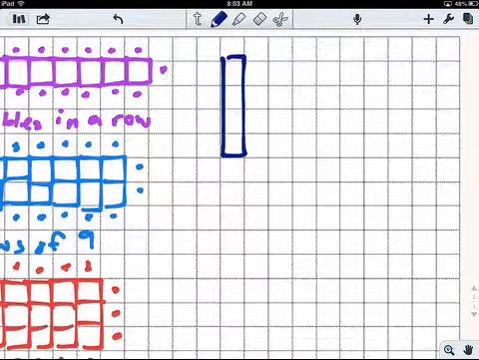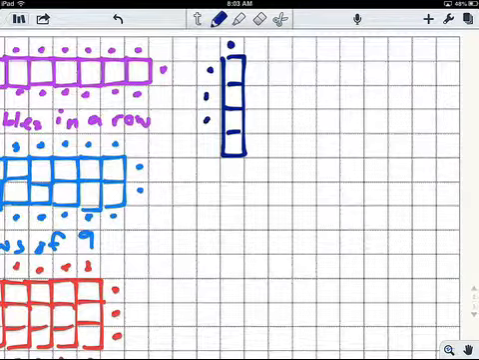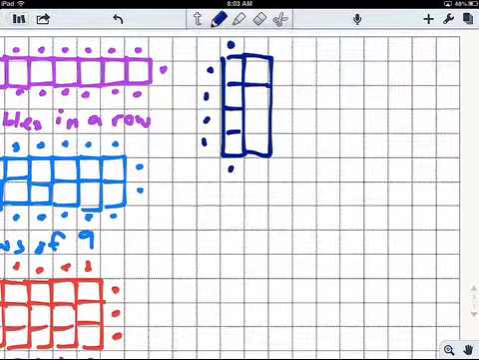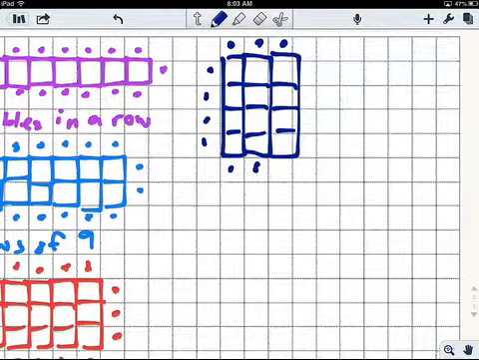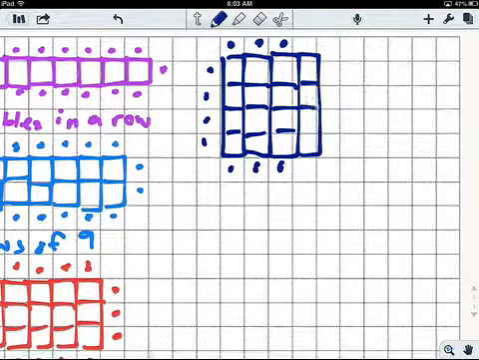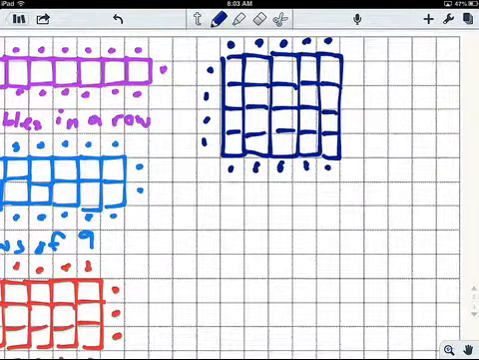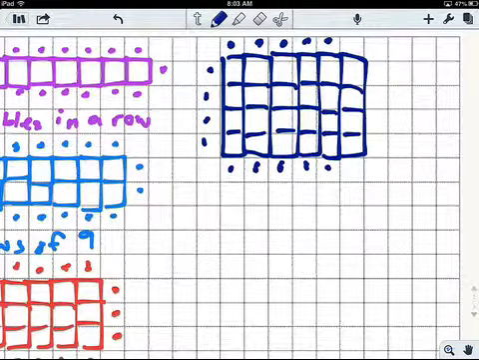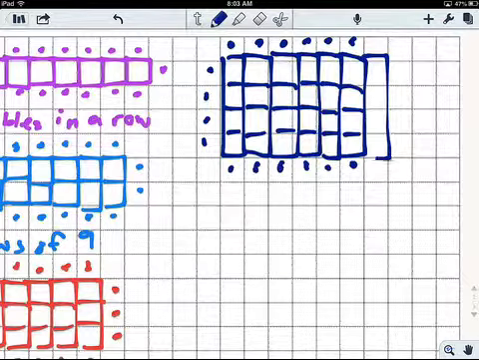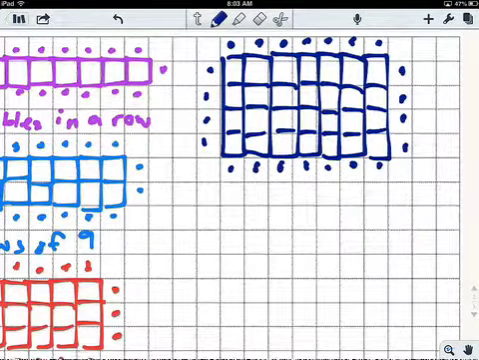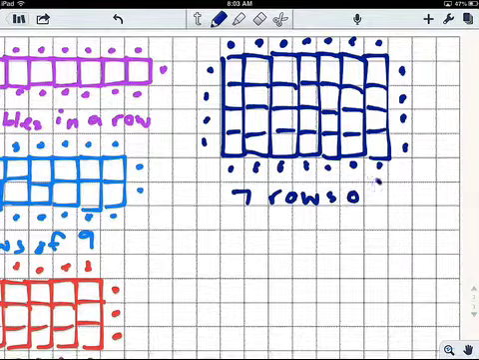So row of 4. 1, 2, 3, 4, 5, 6, 7, 8, 9, 10, 11, 12, 13, 14, 15, 16, 17, 18, 19, 20, 21, 22. All right, so that looks like 1, 2, 3, 4, 5, 6, 7, 7 rows of 4.